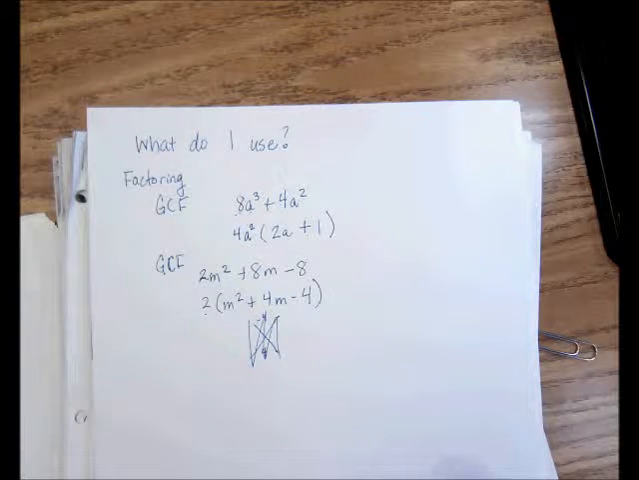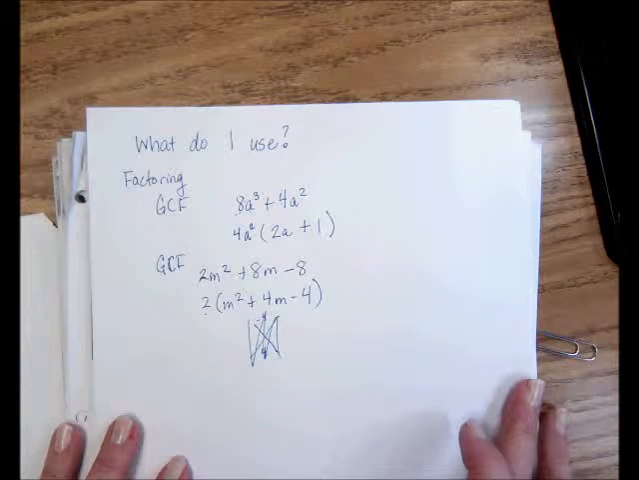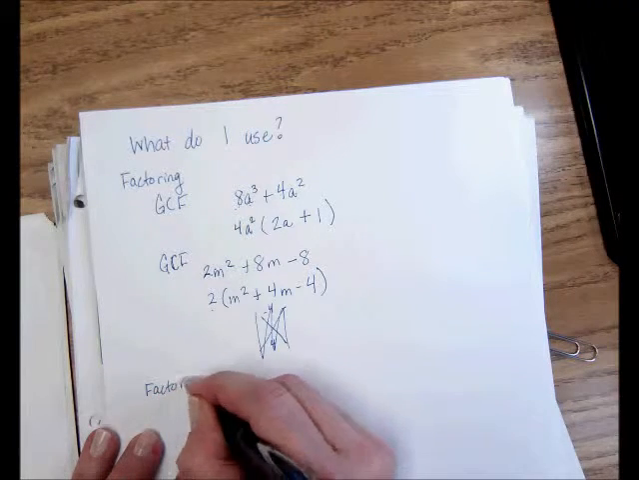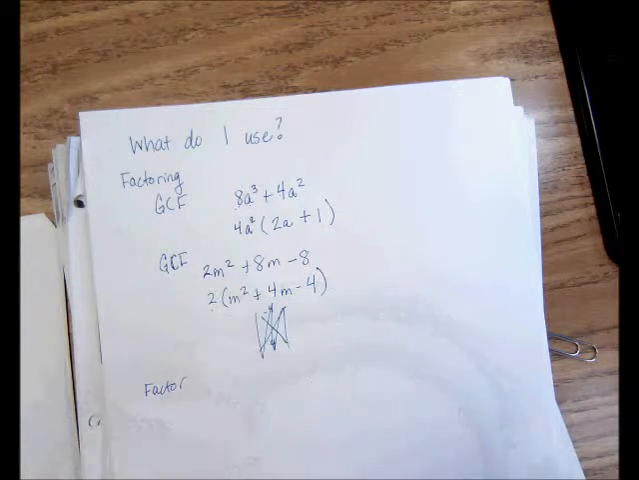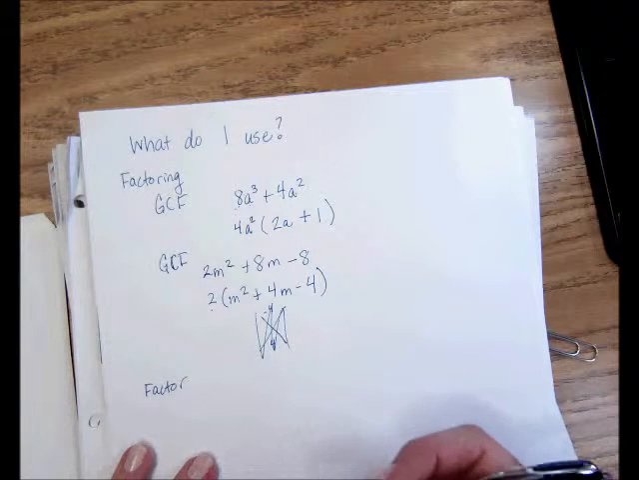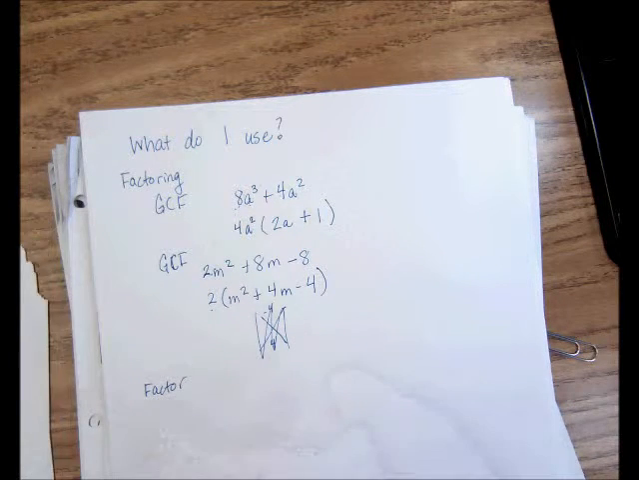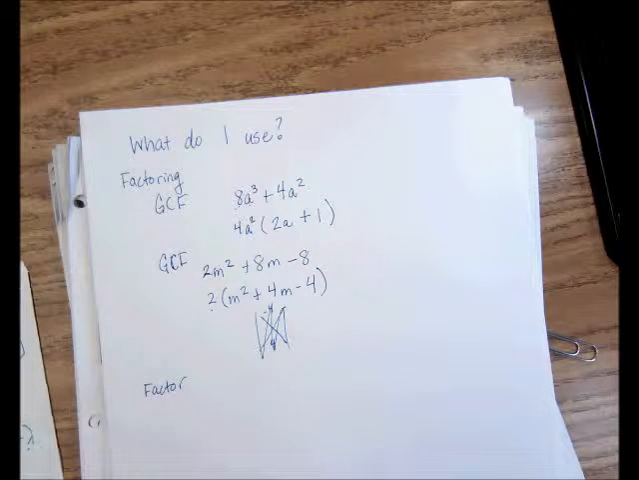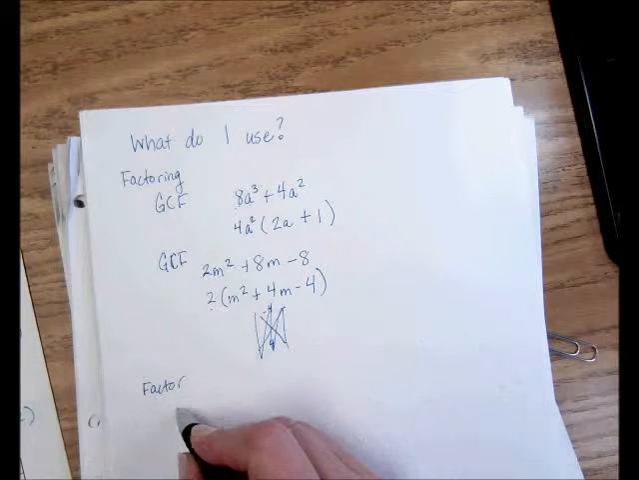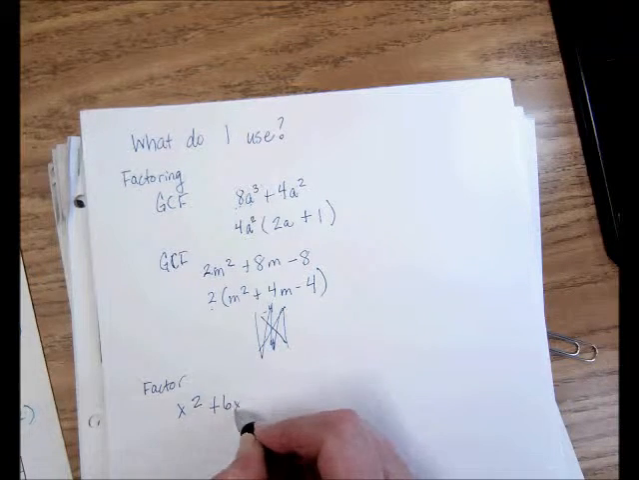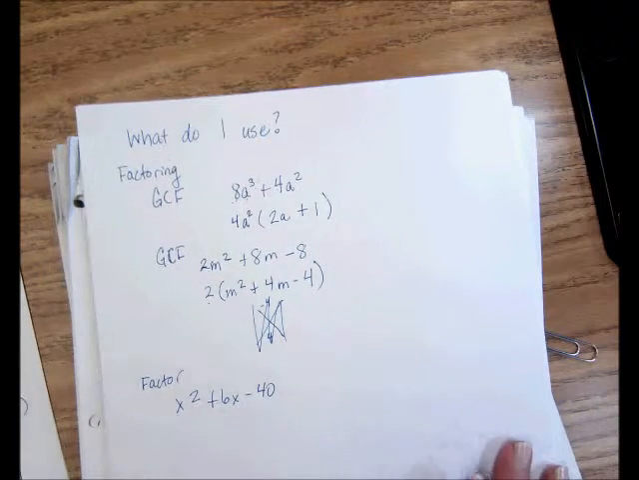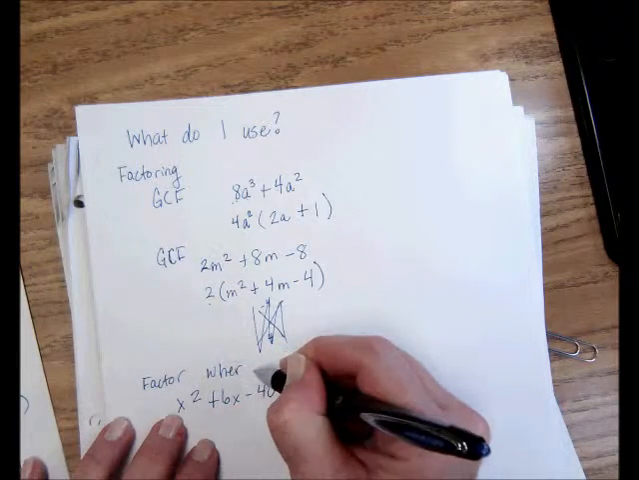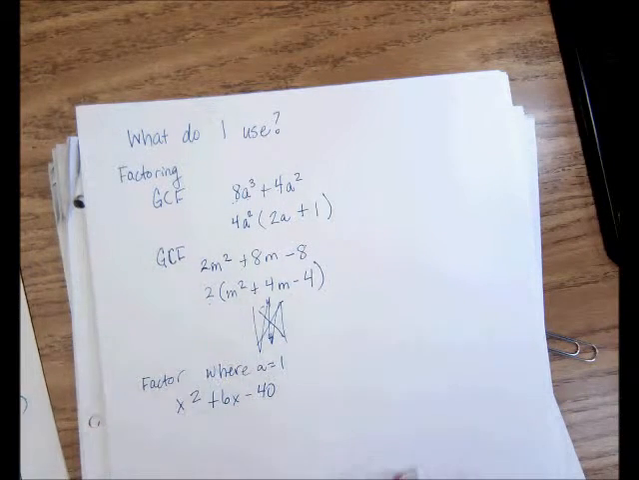Okay? Now, you also have a situation where a is equal to 1, like up here, and we actually can factor it. So I'm going to find some problems that I can work, because it just is easier to have one that's already worked out. I have x squared plus 6x minus 40, and I see in this situation that a is equal to 1.